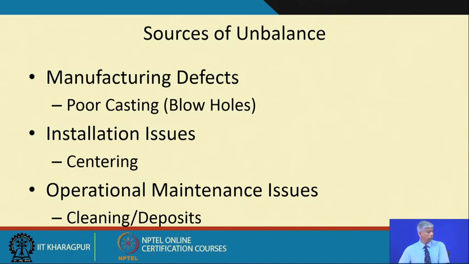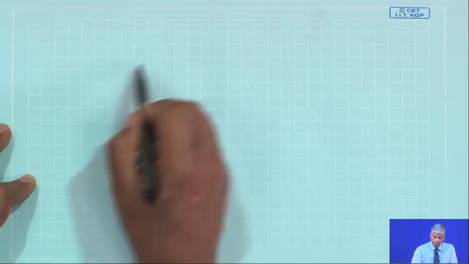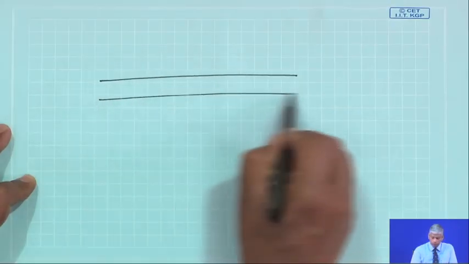The question is, in the first place, why did this unbalance occur? It could be poor casting. Imagine a pulley which is mounted on a shaft.